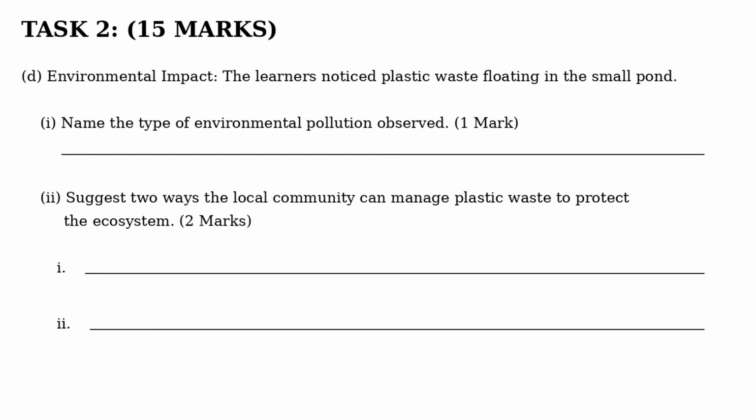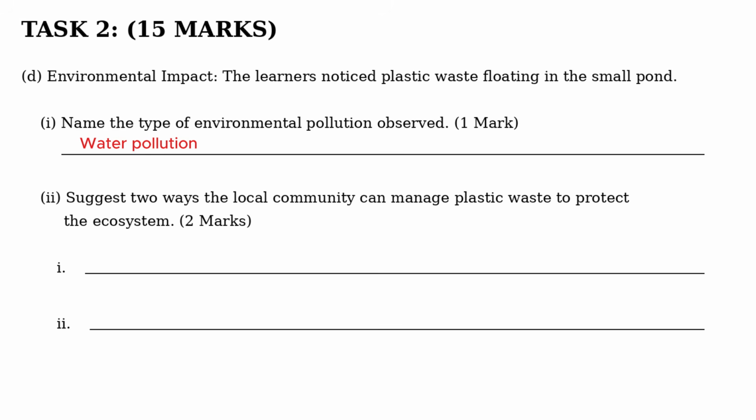And then question D, environmental impact. The learners noticed plastic waste floating in the small pond. Name the type of environmental pollution observed. Now, this is called water pollution. Why? Because plastic waste is contaminating the pond. That is called water pollution. And then D2, that was D1. D2 says, suggest 2 ways the local community can manage plastic waste to protect the ecosystem.